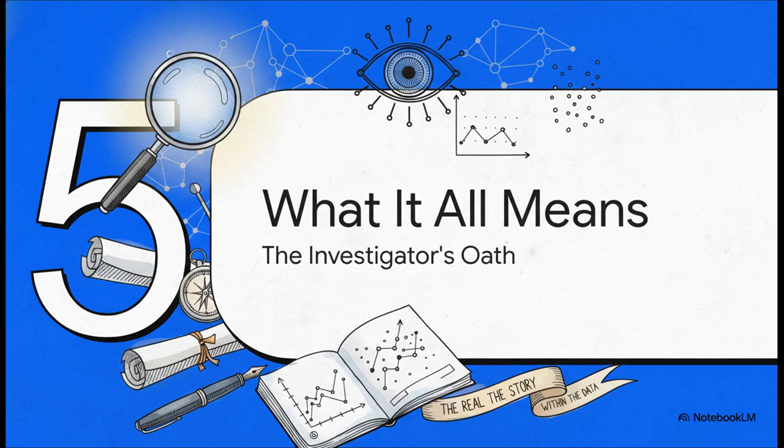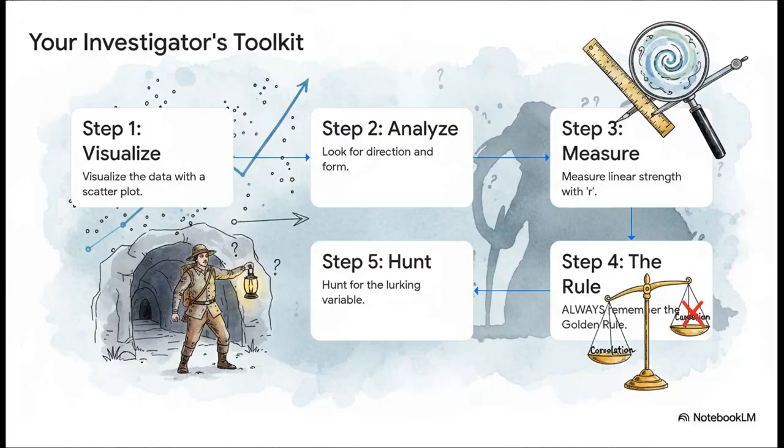What have we learned on our little investigation today? Well, we've built a pretty solid toolkit, and now we're ready to take the investigator's oath, to use these tools responsibly to find the real story hiding in the data. So here it is, your official investigator's toolkit. Step 1, always start by looking at the evidence. Visualize it with a scatter plot.